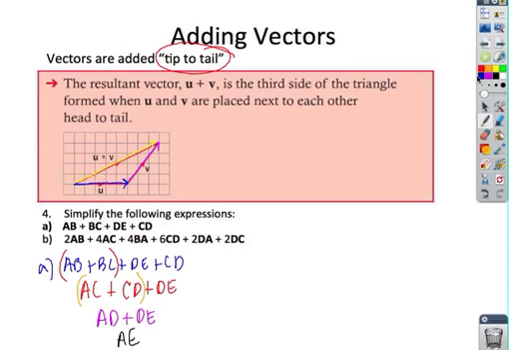I won't go through B, it's long, it takes a little bit of time, and we don't want to spend the video doing that. So I'll give you the answer though. The answer that I have for it is 2BD. So try it yourself. It's a good little exercise to go through.